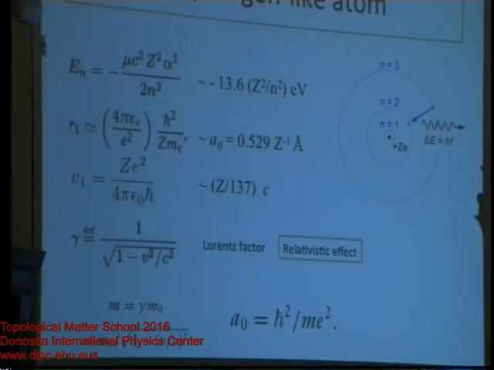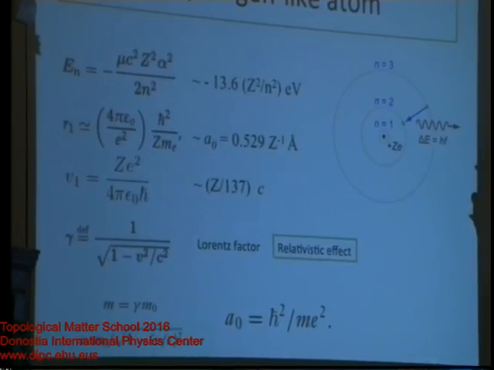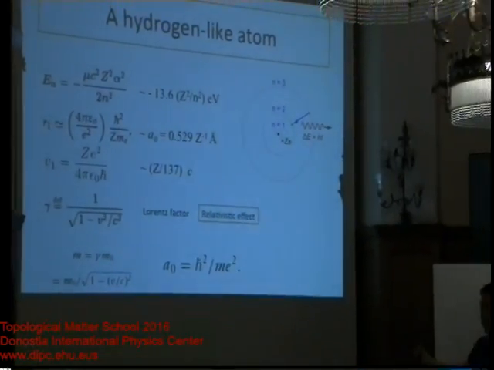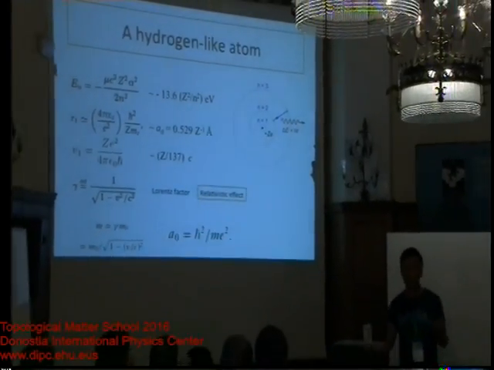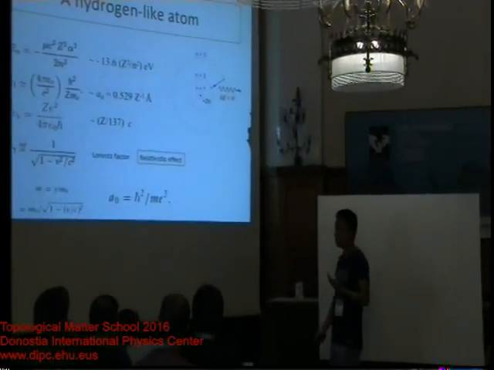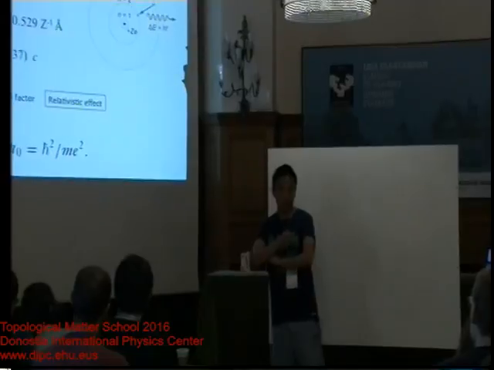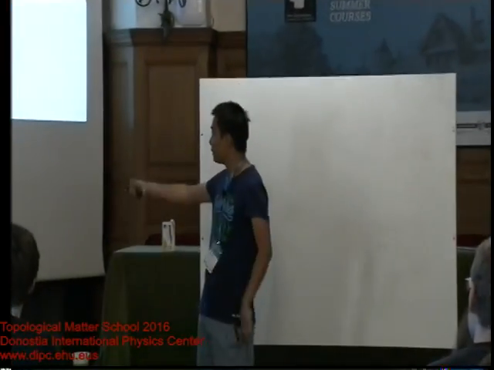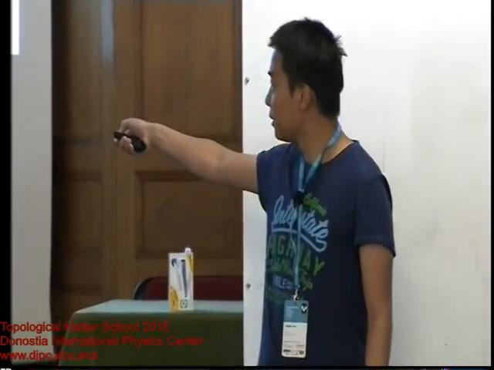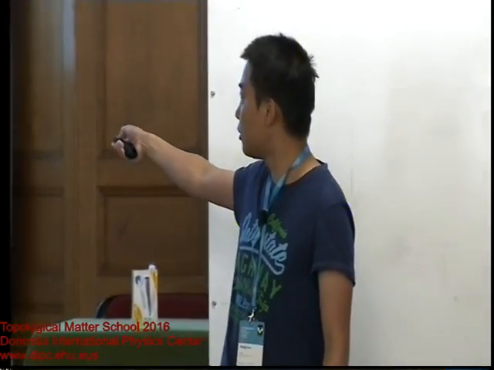If Z for hydrogen is 1, the electron speed is just one hundredth of the light speed, so not very different. There's not much strong relativistic effect. However, if Z is, for example, 50, then we arrive at half of the light speed. Then for sure, in this case, the relativistic effect will be super strong. And here we know this is the Lorentz factor, and this Lorentz factor tells us how strong the relativistic effect will be.